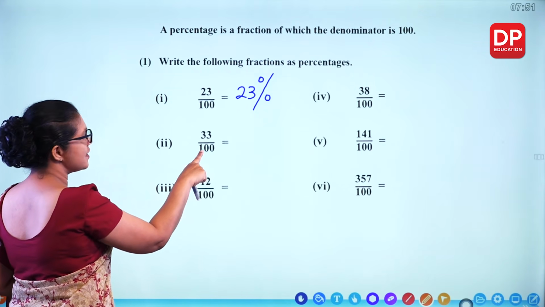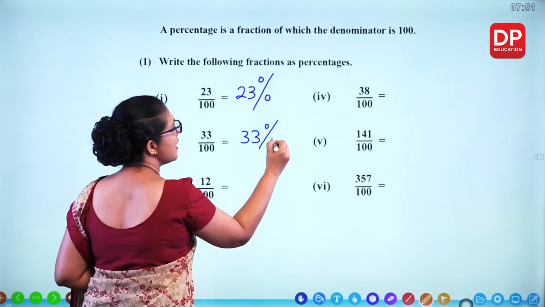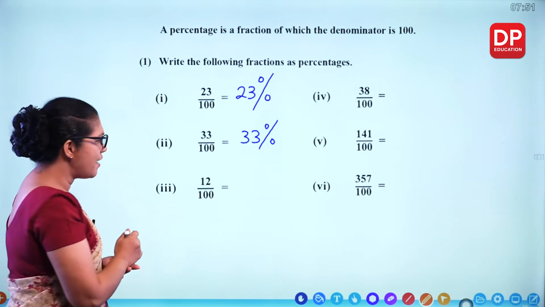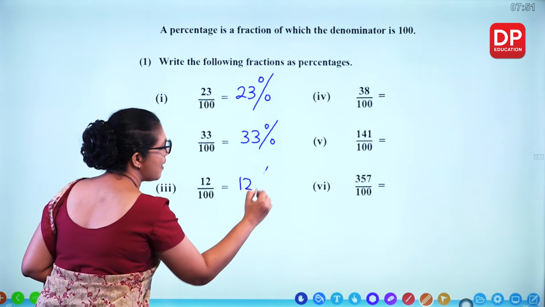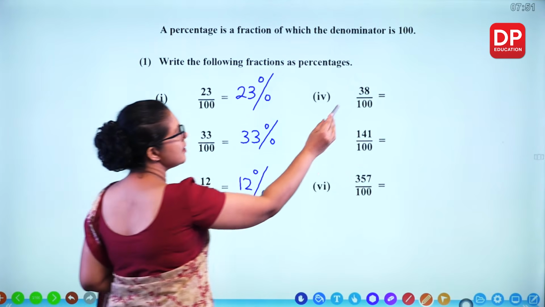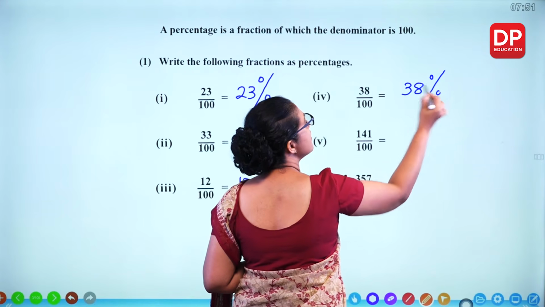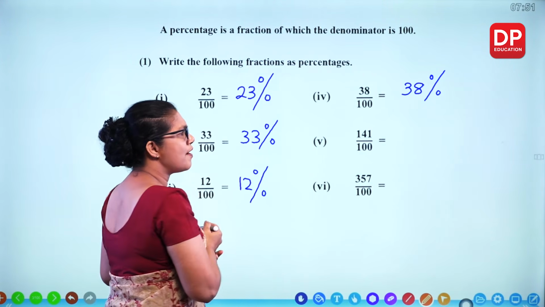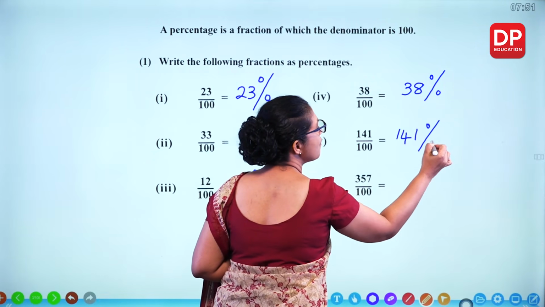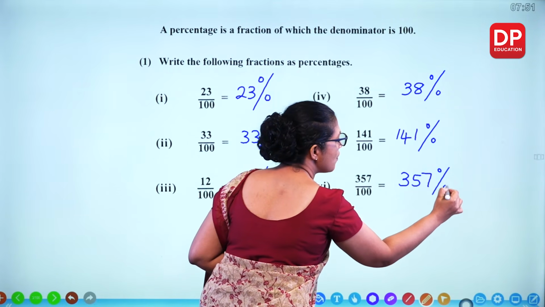This one, 33 out of 100. How can I write it? 33%. This one again, a fraction with denominator 100. 12 divided by 100. So I can write 12%. This one, 38 out of 100. 38 divided by 100, I can write like this. 141 out of 100. Here I can write 357 out of 100.